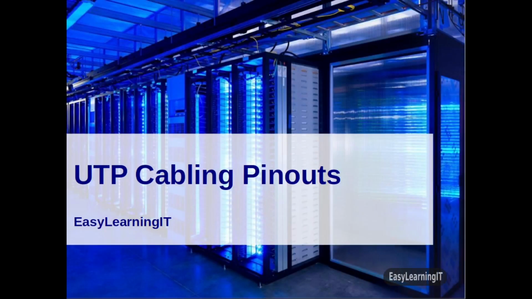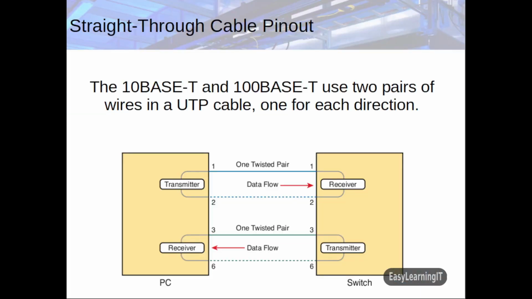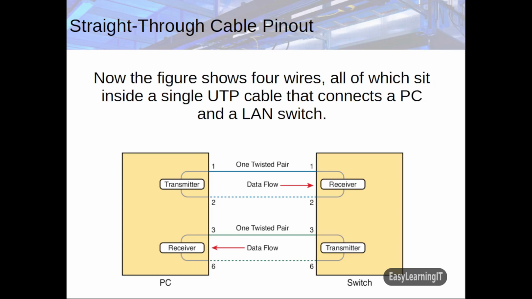UTP cabling pinouts. 10BASE-T and 100BASE-T use two pairs of wires in a UTP cable, one for each direction. The figure shows 4 wires, all of which sit inside a single UTP cable that connects a PC and a LAN switch.